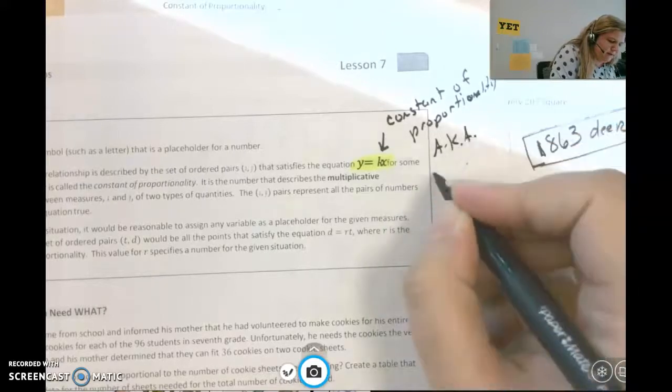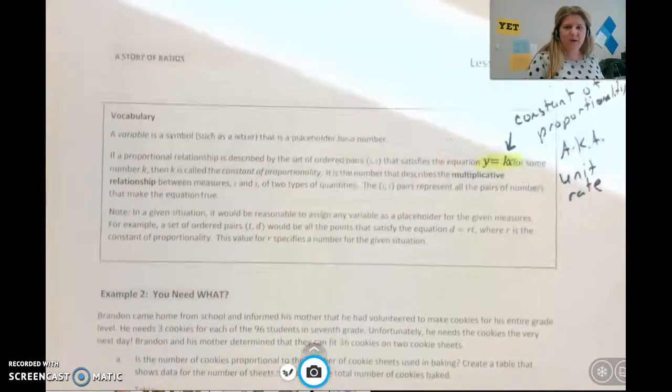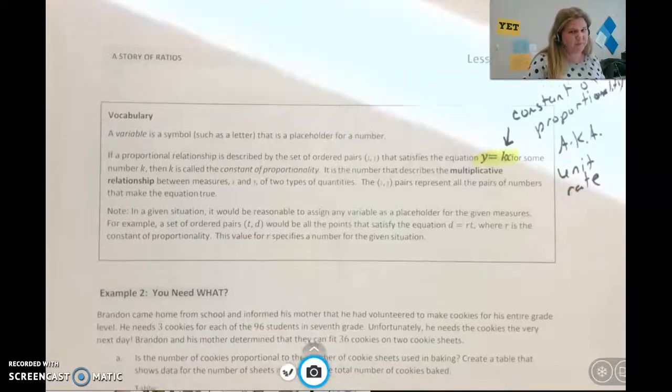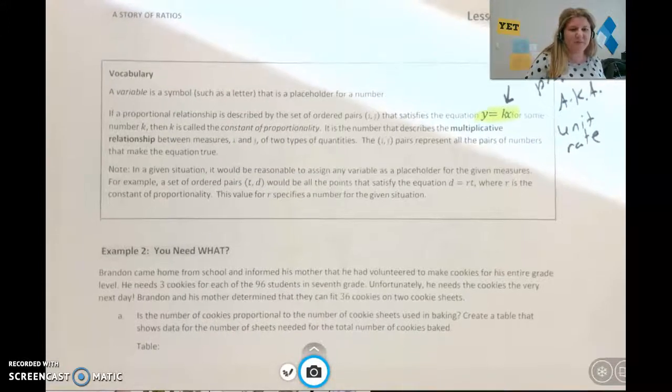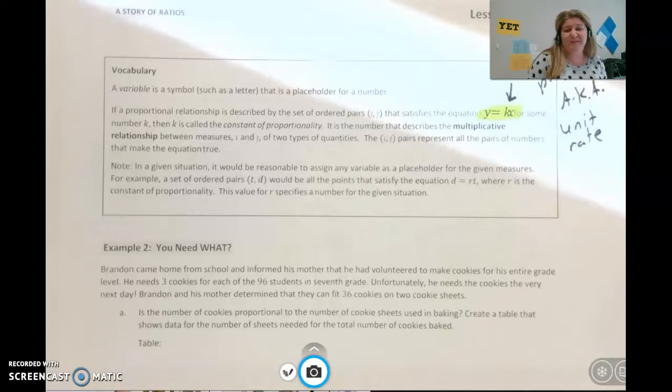Also known as the unit rate. So there's that. And then we have another example. This one's about Brandon. Oh, Brandon's going to be in trouble here because he came home from school and informed his mother he had volunteered to make cookies for his entire grade level. He needs 3 cookies for each of the 96 students in 7th grade.